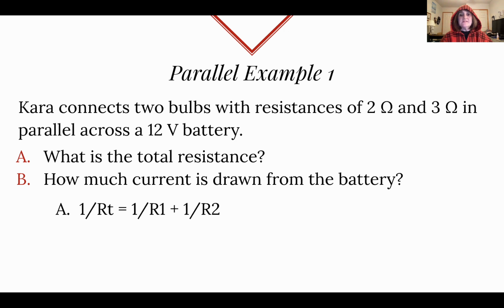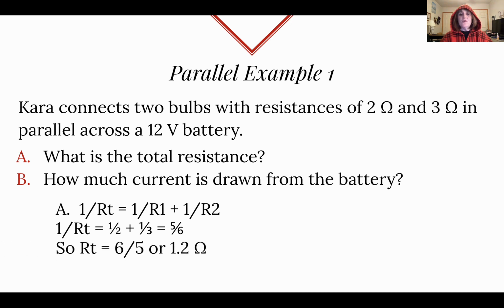So total resistance is 1 divided by RT, right? 1 over RT is equal to 1 over R1 plus 1 over R2. So this would be 1/2 plus 1/3 is 5/6. But then you flip that over. RT is 6/5, which is 1.2 ohms. The total resistance is lower than each individual resistor.